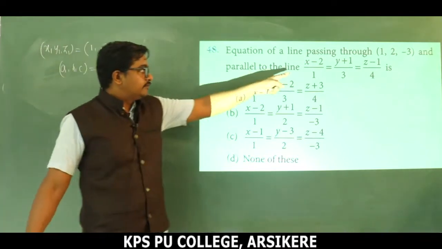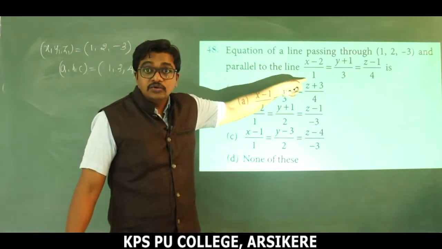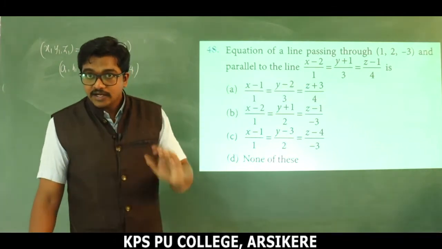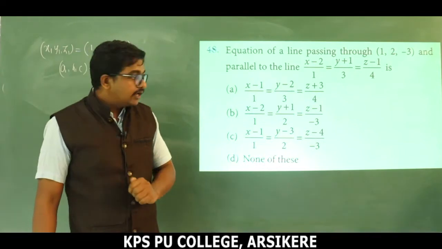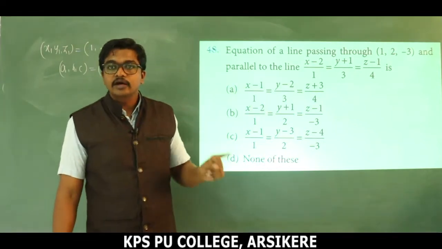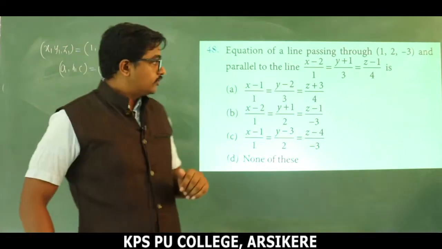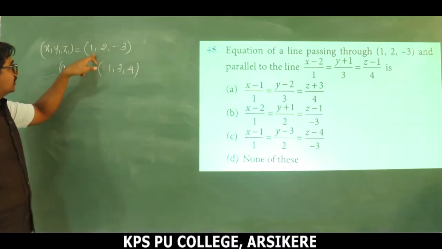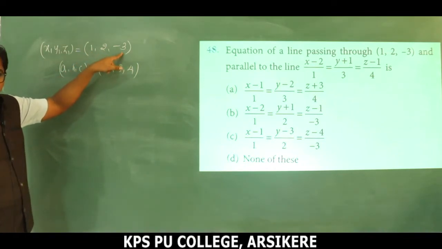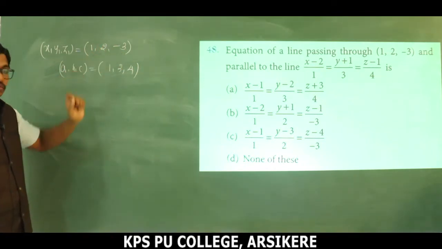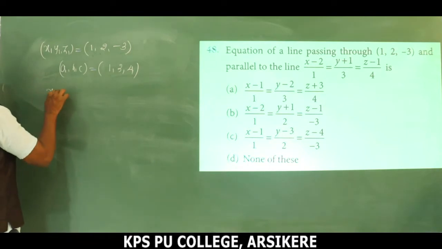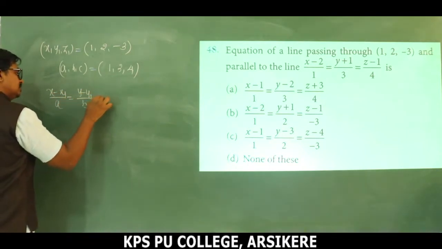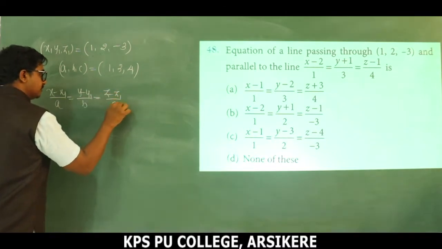So this is the given line. The required line is parallel to this line, which means the direction ratios are equal or else they are proportional. Here I have taken they are equal, 1 comma 3 comma 4. So these are the direction ratios of the required line. The required line is passing through the point 1 comma 2 comma minus 3. Directly apply the formula x minus x1 divided by a is equal to y minus y1 by b is equal to z minus z1 by c.